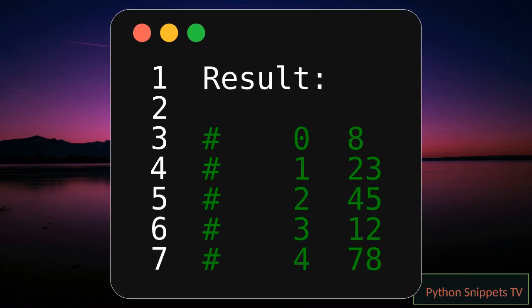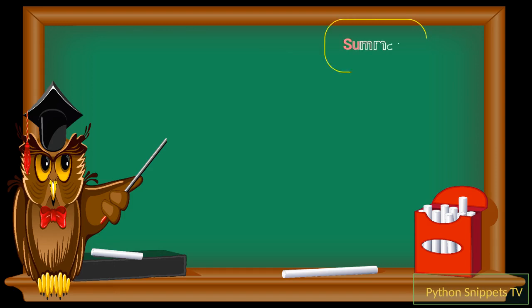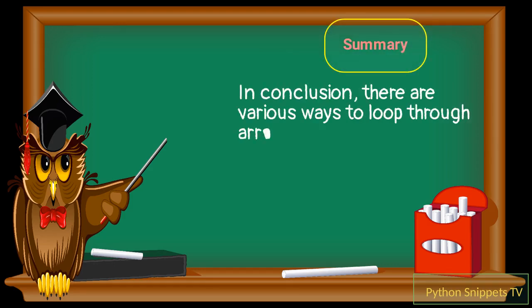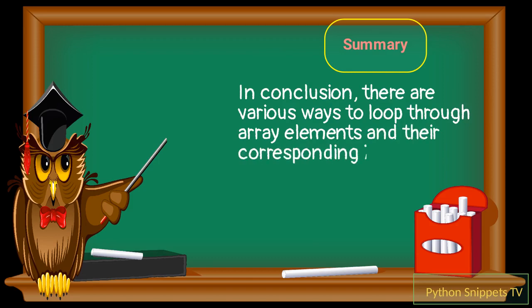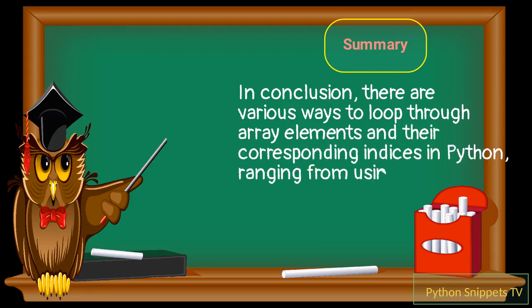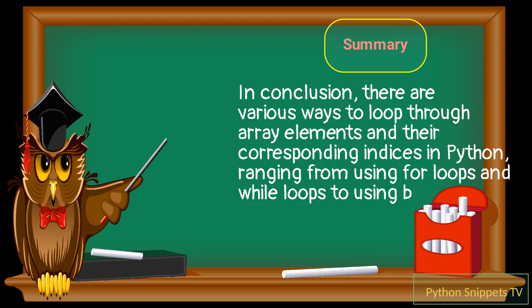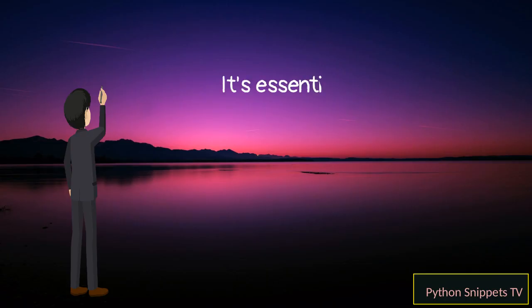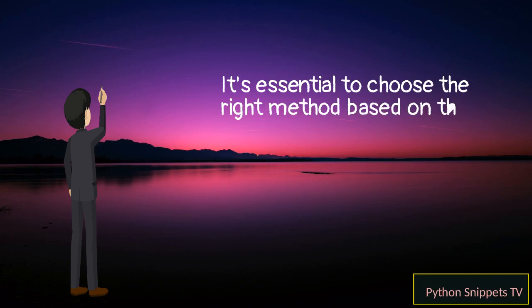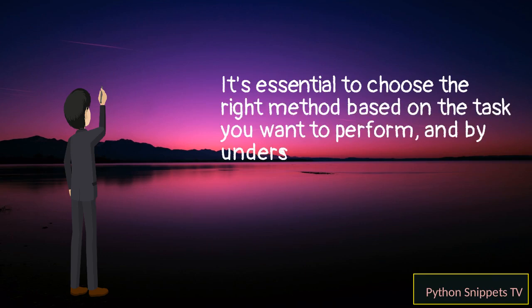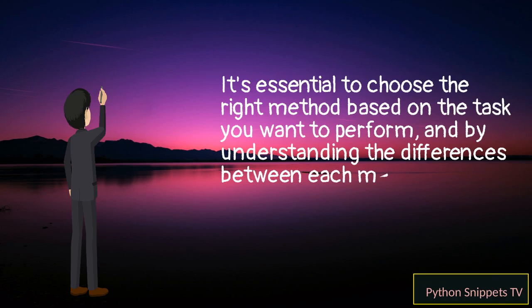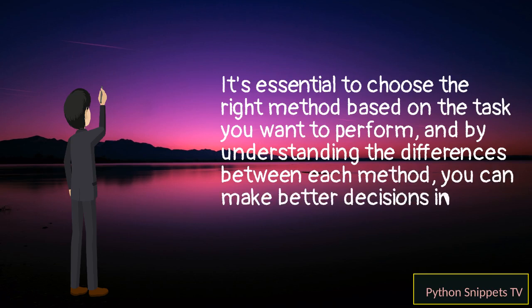Summary. In conclusion, there are various ways to loop through array elements and their corresponding indices in Python, ranging from using for loops and while loops to using built-in functions and generator objects. It's essential to choose the right method based on the task you want to perform, and by understanding the differences between each method, you can make better decisions in your coding practices.